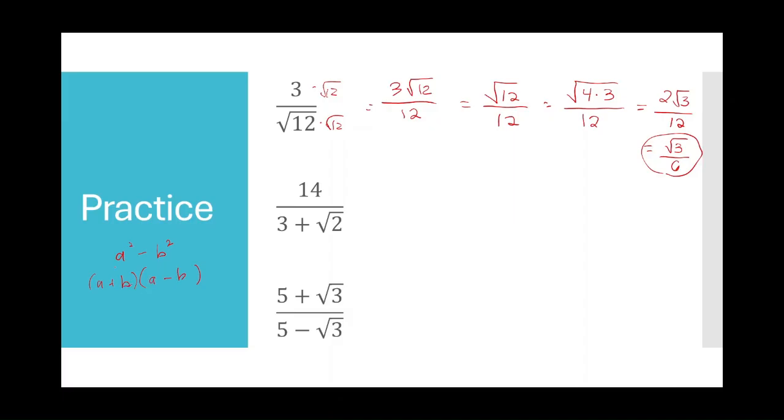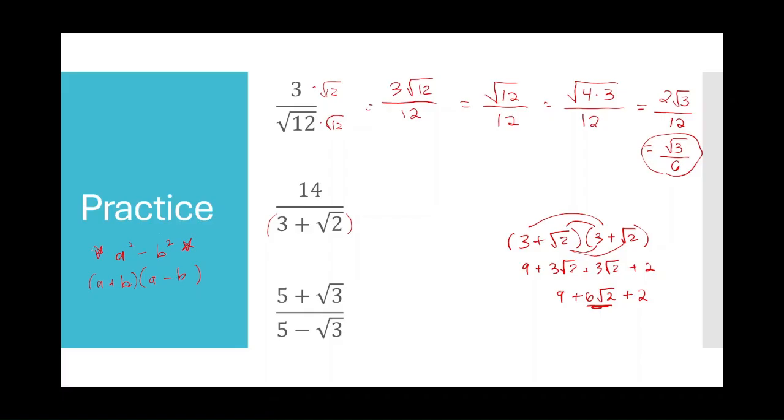So what I want to do is multiply this by something, but because it's a binomial, if I just multiplied it with itself and did 3 plus root 2 times 3 plus root 2, I would have 9 plus 3 root 2 plus 3 root 2 plus 2. So I'm going to still end up with that irrational term in it, and I don't want that. I don't want that middle term. So I want to use this difference of squares and use that to figure out what I should multiply by.